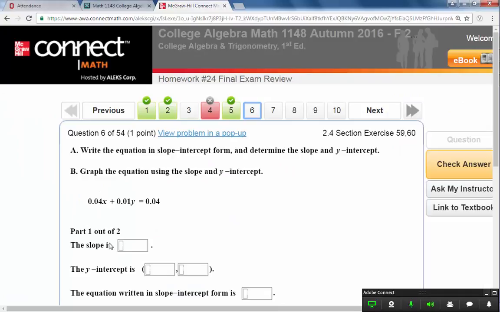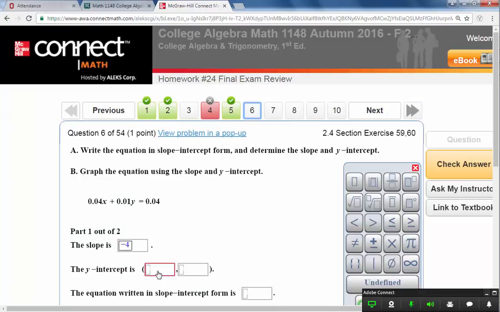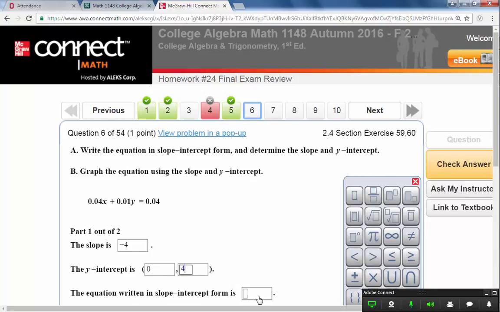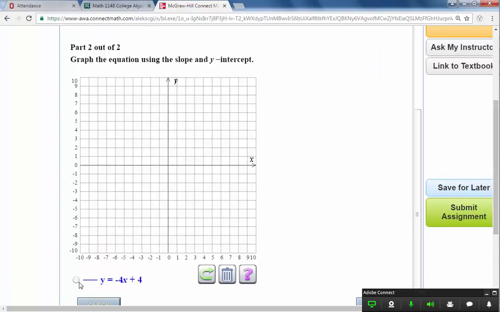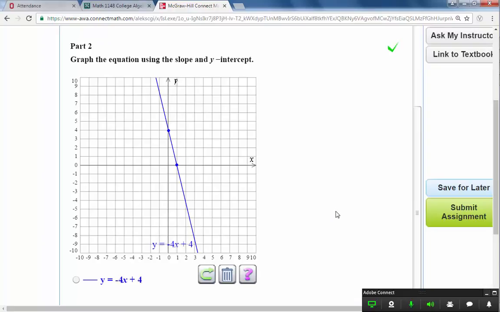Alright, let's sketch it and see. Y equals -4x plus 4. Alright, we start with 4, 0. Graph paper is a lot better. You go 1 right, 4 down. 1, 2, 3, 4. Okay? Good. Any questions?